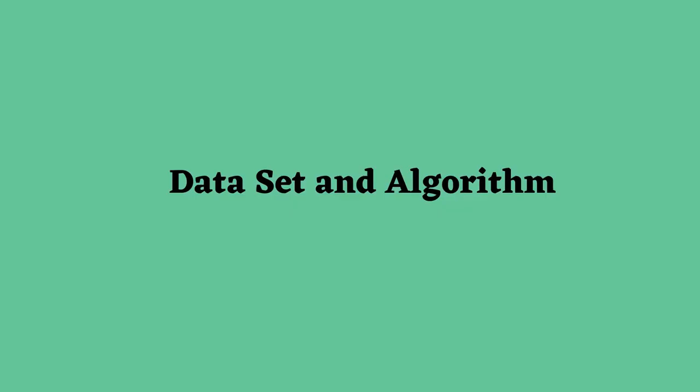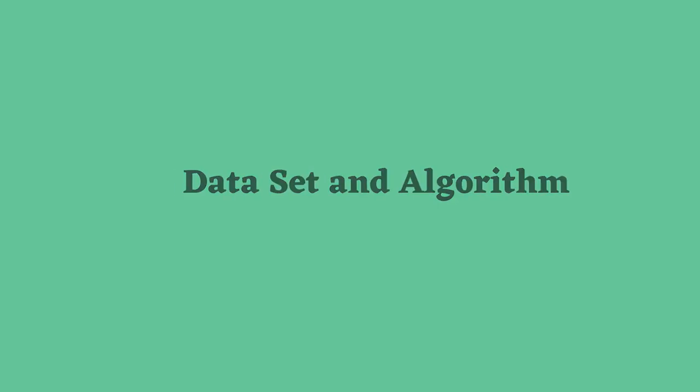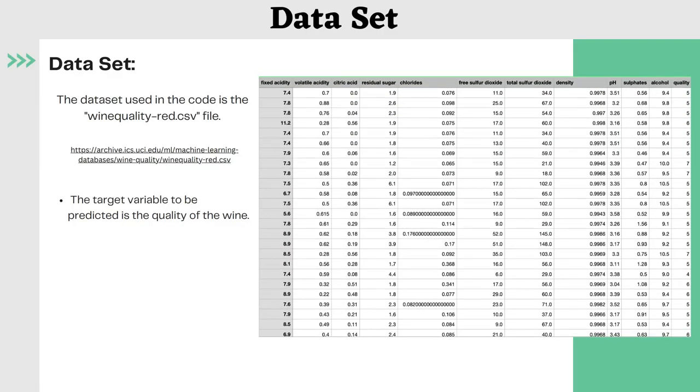Now let's discuss the algorithm. The algorithm first loads the dataset into a Spark DataFrame, then creates a feature vector by combining all the input columns using the VectorAssembler class. The feature vector is then used to split the data into training and test sets with a 70:30 ratio. Next, a linear regression model is created using the LinearRegression class with the quality column set as the label column. The model is then trained on the training set using the fit method.